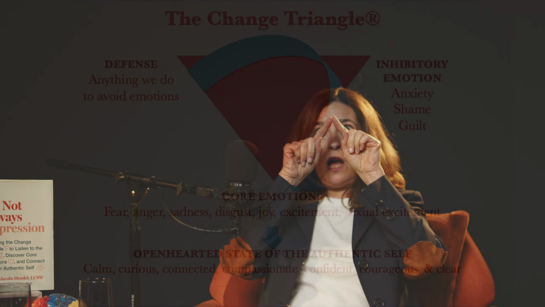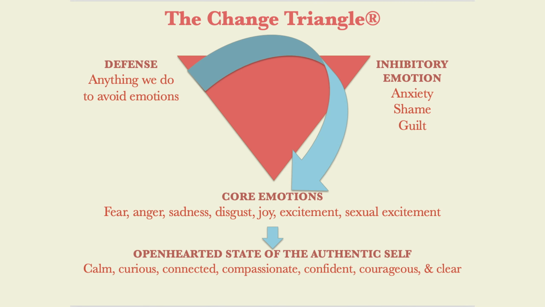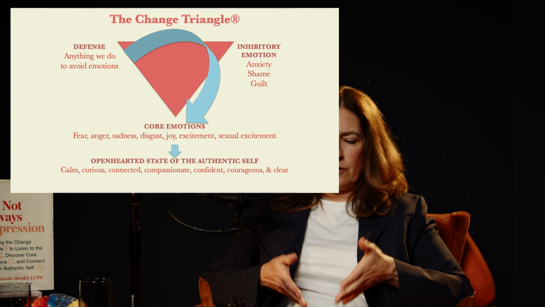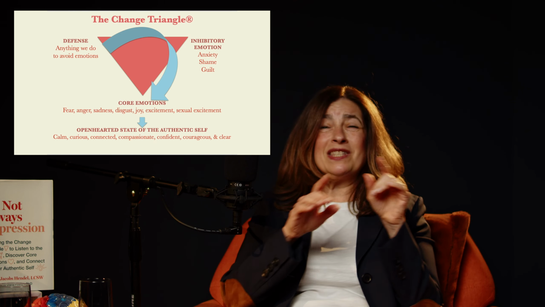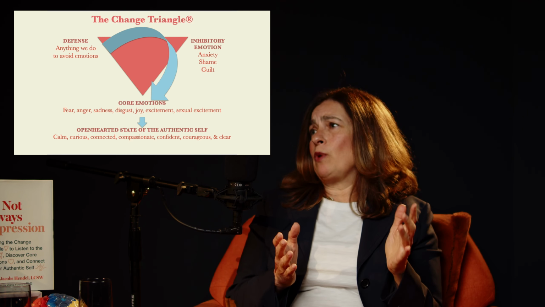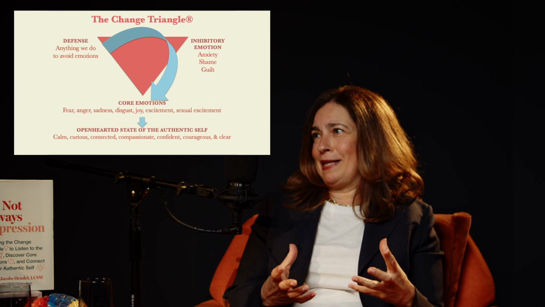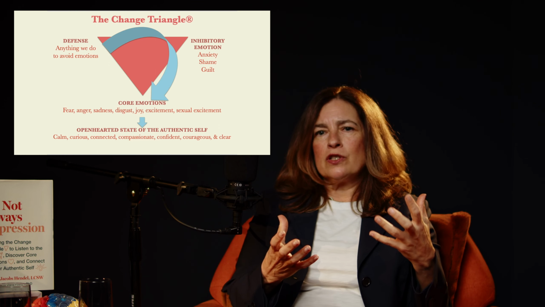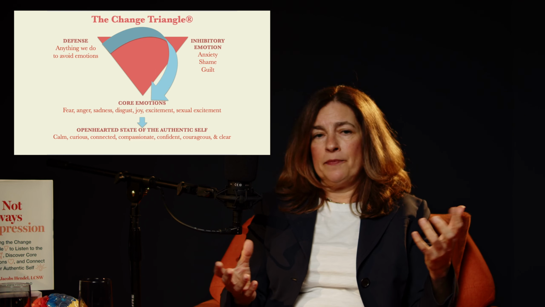So you have on one side the core emotions, and then you have the inhibitory emotions. And then in the bottom, you have defenses. Correct. That's upside down. So if we look at the change triangle, it's an upside down triangle. I'm hoping that we'll have a picture of this, or people will Google the change triangle, because a picture is worth 1,000 words. And the change triangle is a two-dimensional representation of a very complex, it really describes how emotions work in the mind and body for all humanity.